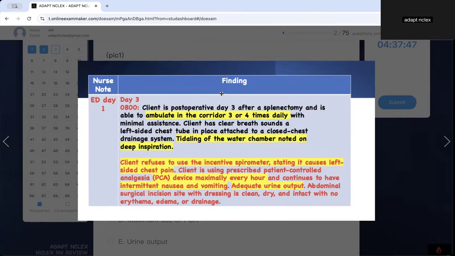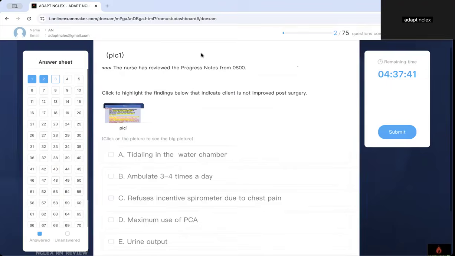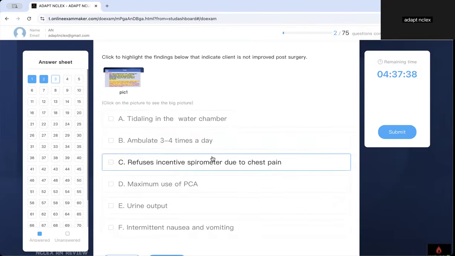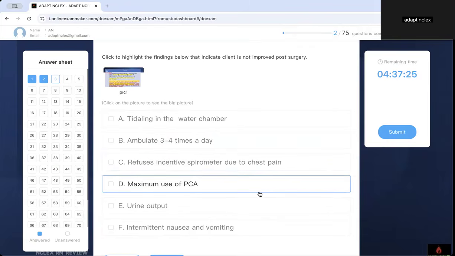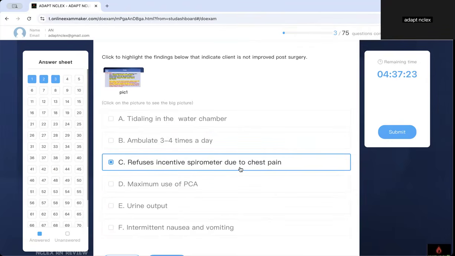You may see this highlighted information. Which one do you think indicates that the patient is not improving? You have to bring your nursing knowledge and use it to answer it. If I see tidaling in the water seal chamber, that's good. When you take inspiration, it means the tube is working. That's not bad. If you ambulate 3 to 4 times a day after surgery, good thing. If you refuse to use the incentive spirometer, yeah, I'm not happy with you. If you are using your PCA, no matter what, problem.